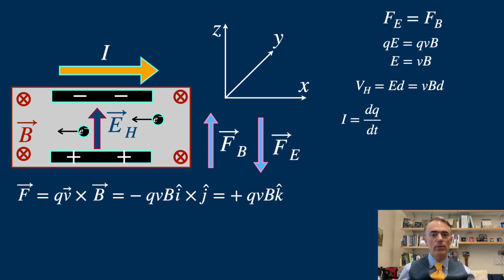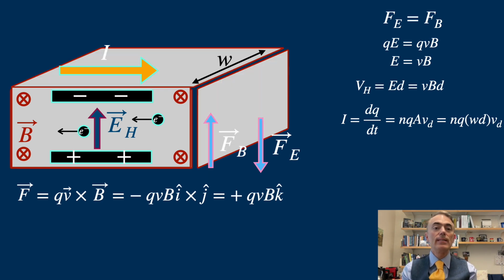The current in terms of the drift velocity, V sub d, can be written as I equals n q A V sub d, where n is the number density of charged carriers, the number of carriers per unit volume. q is the charge of each carrier. A is the cross-sectional area of the conductor, and V sub d is the drift velocity. Since A is equal to W d, where W is the width of the conductor and d is its thickness, we get I equals n q W d V sub d. Solving for V sub d, we get.